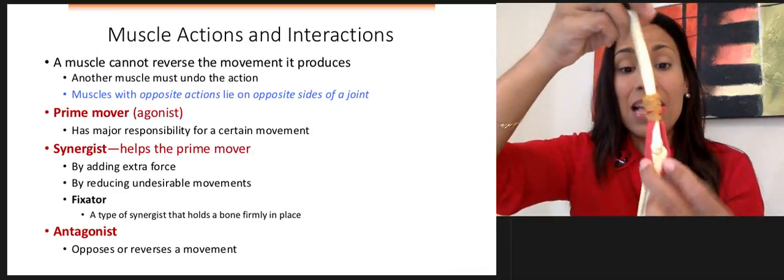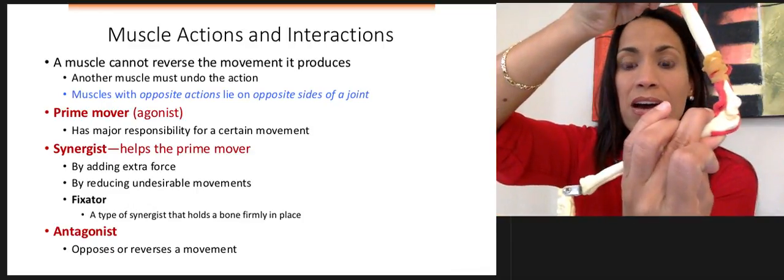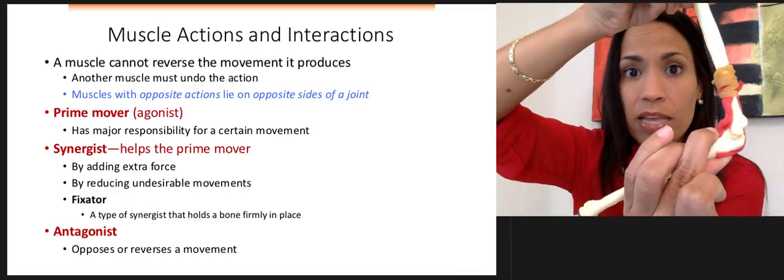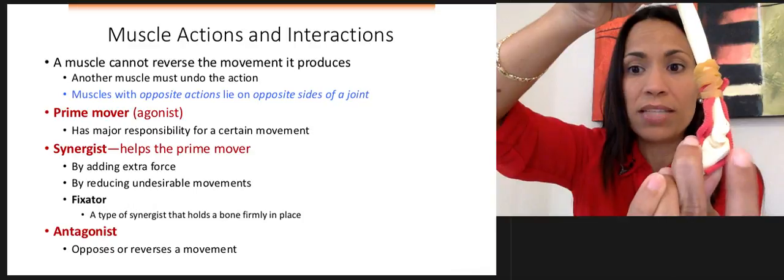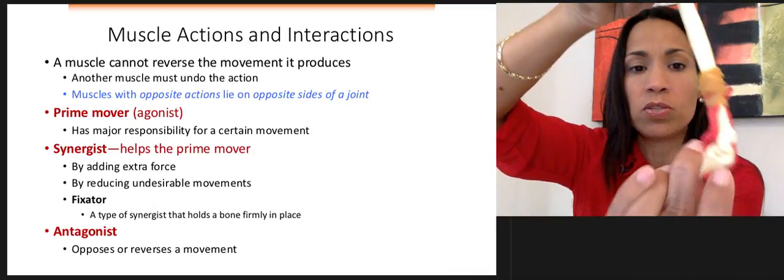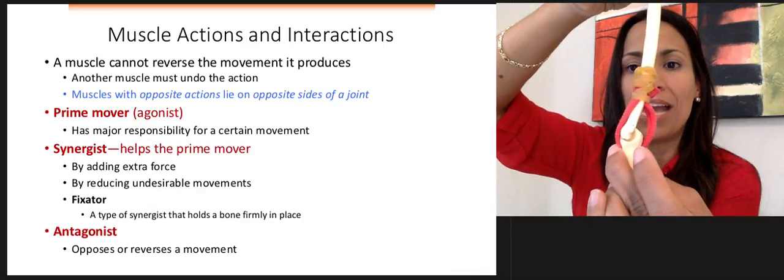But to reverse this movement, remember, we cannot push, a muscle cannot push the bone. So now I need to contract the triceps brachii, or the posterior muscle there, and the anterior muscle needs to relax.